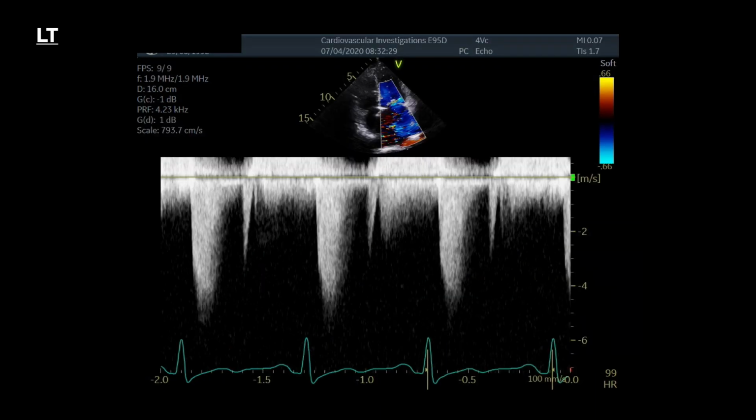So this is a continuous wave Doppler through the mitral valve, trying to capture that mitral regurgitation. And look, it's not a whole signal. The bit that we can see is quite dense, but it's certainly not a whole holosystolic dense signal.